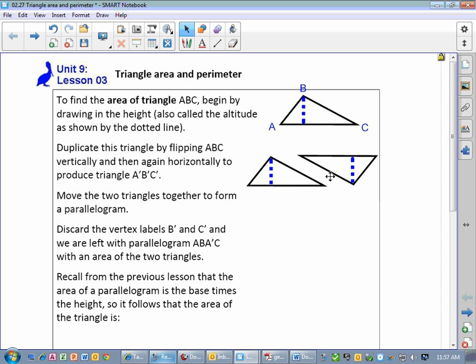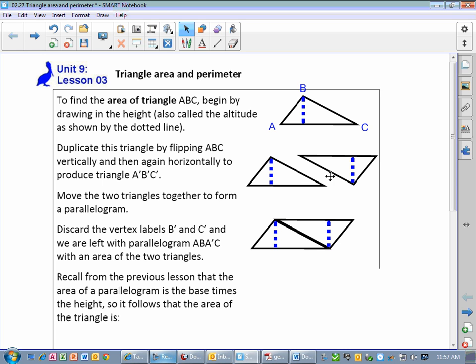So we've got our triangle ABC. Notice the altitude is drawn. We're going to take our triangle ABC and make a copy of it, right? Flip it, reflect it over here. Okay. Now, what would happen if we slid these two triangles together? It makes a parallelogram. We would get a nice, beautiful parallelogram.